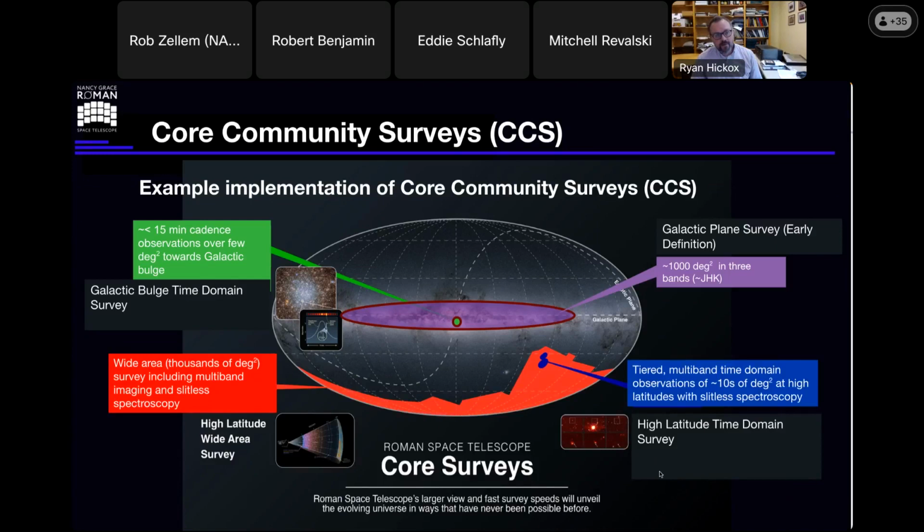So first off, just an introduction to the core community surveys. And by the way, I have my screen in two places, so it's on a different screen from my camera. Sorry if I'm not looking straight at it all the time.